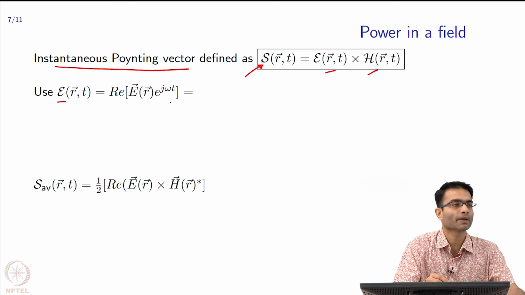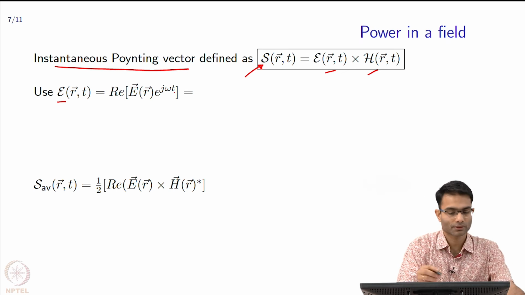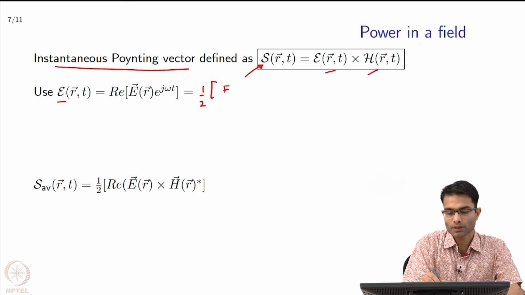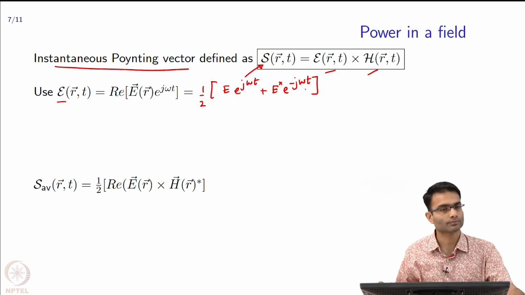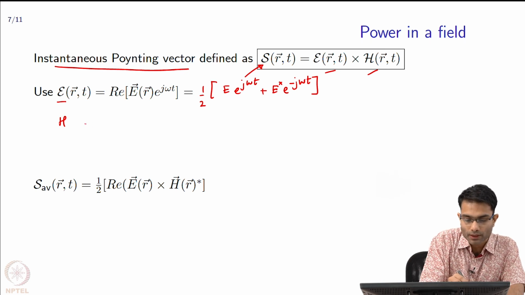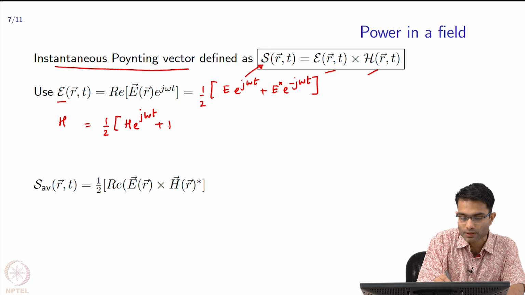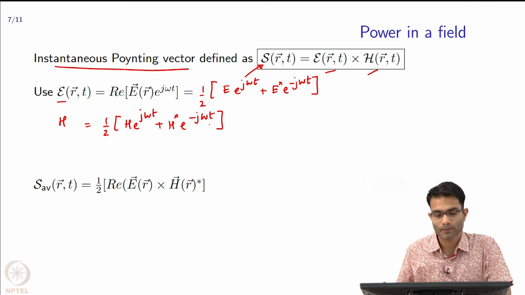Cos is one way. Another way: supposing I give you a complex number z and ask you for the real part of z, it is half of z plus z star, z conjugate. So, I can also write this as half of E e to the j omega t plus E star e to the minus j omega t. That is as far as the electric field goes. Similarly, I can do the same thing for H. I will write it as half of H e to the j omega t plus H star e to the minus j omega t.